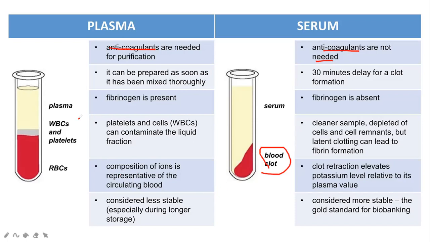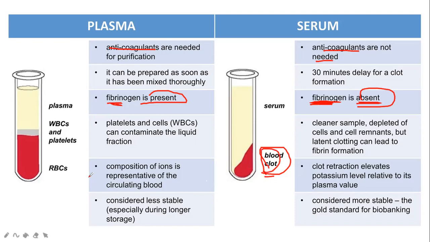Aside from that, in plasma your fibrinogen is still present, whereas in serum it is absent. So you have to remember that fibrinogen is actually necessary for clot formation. Now, since serum is formed during clotting, obviously your fibrinogen is absent, because fibrinogen has been consumed in forming the clot in your blood.